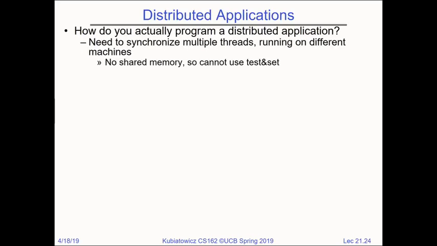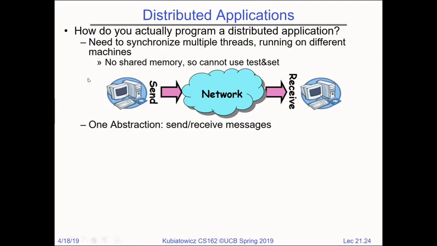So how do you actually program a distributed application? You need to synchronize multiple threads running on different machines. There's no shared memory, so you can't use test and set when you're building a distributed application. So, for instance, here's the network. Maybe I can send a message and receive a message. There's one abstraction, send and receive messages. So that's a little different from the way you've been programming threaded programs on your single machine.